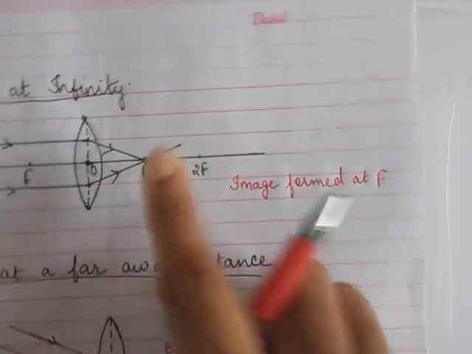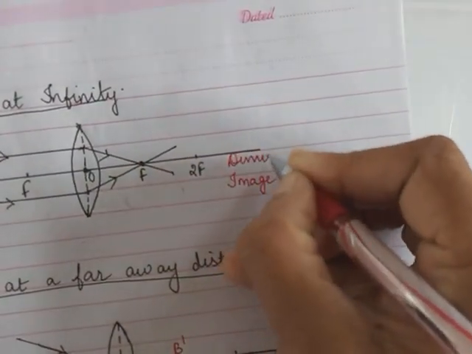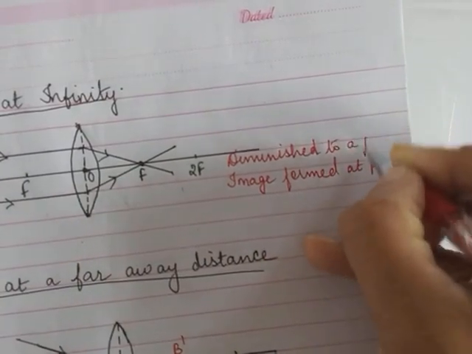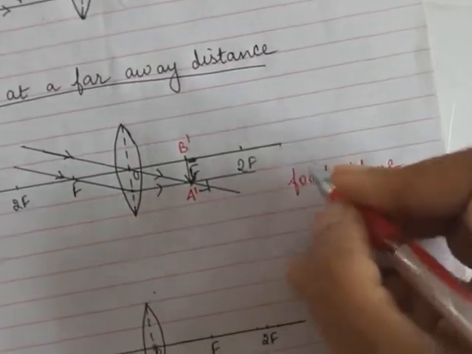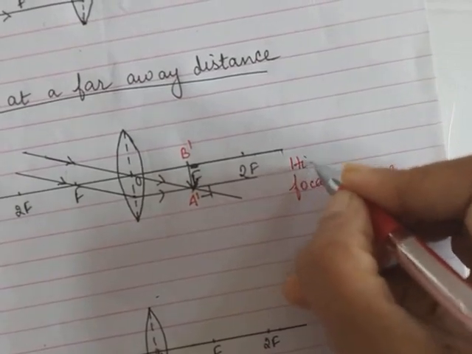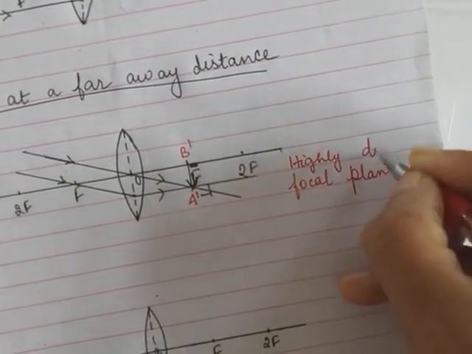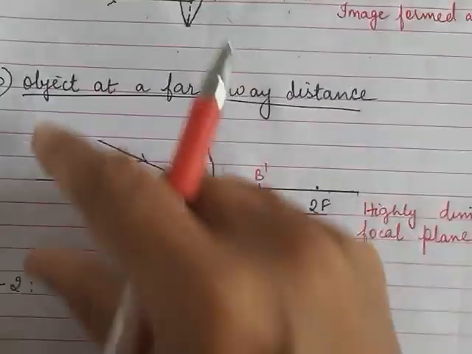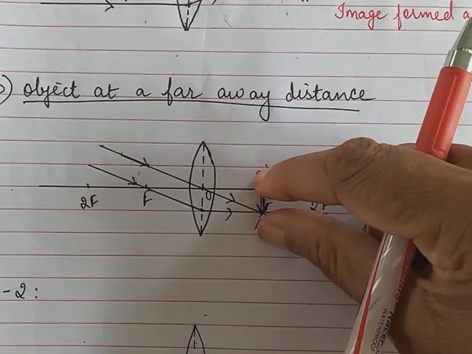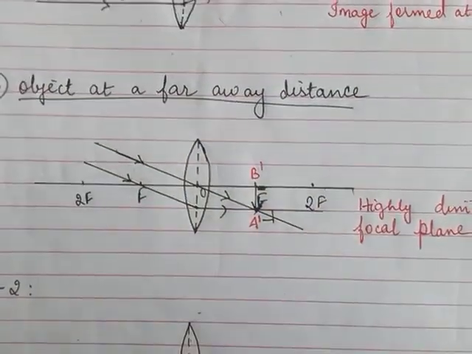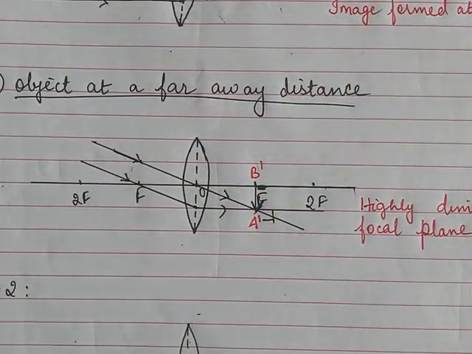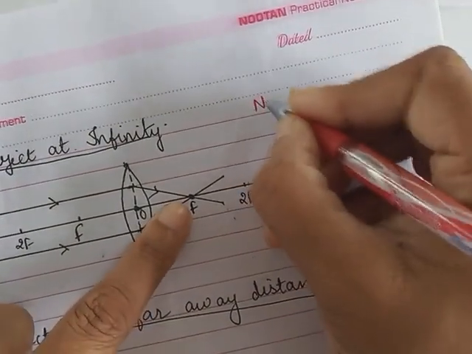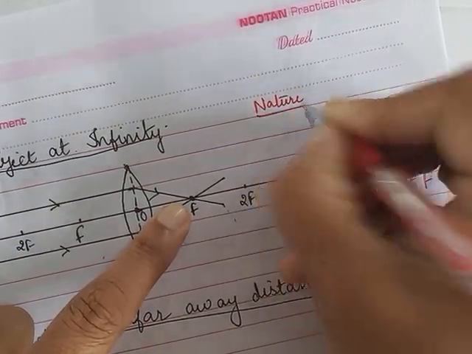Here it is formed on the focal plane, and here it is diminished to a point, and this one is highly diminished, not to a point, but it is also highly diminished. A bigger object, you focused and got it as such a small image, that is also highly diminished we can say. Okay, children, so this is the nature of the image, or characteristics of the image formed.